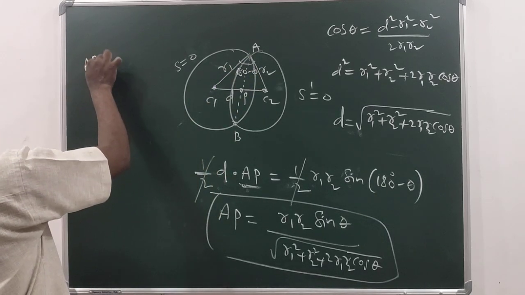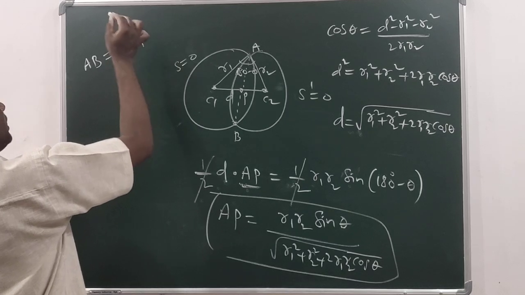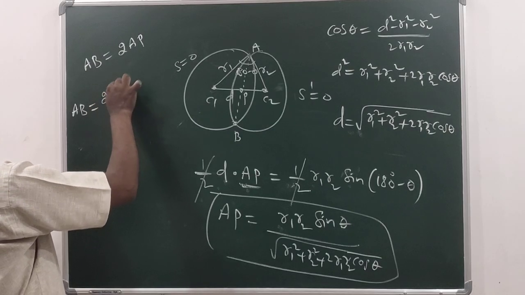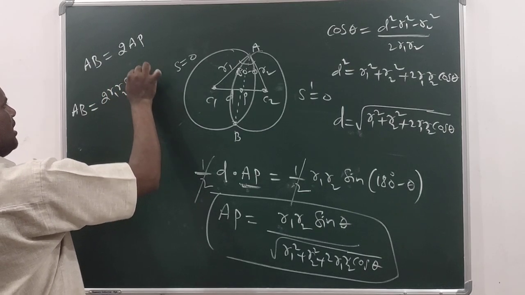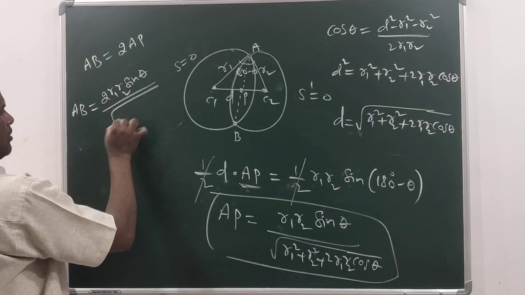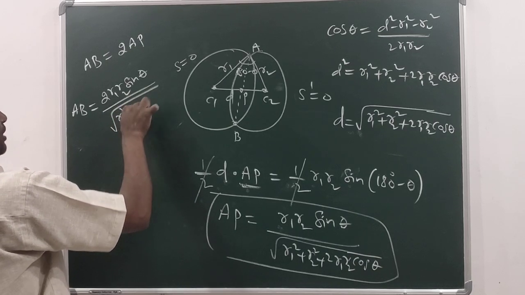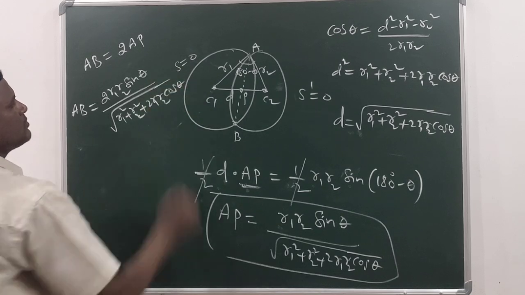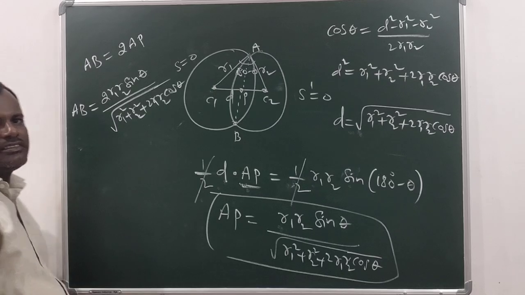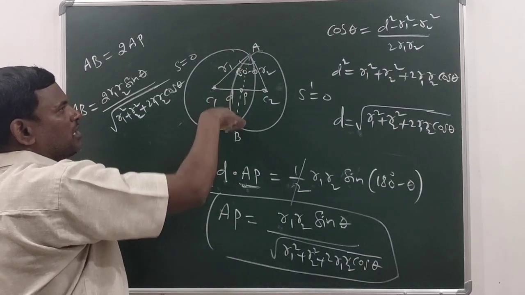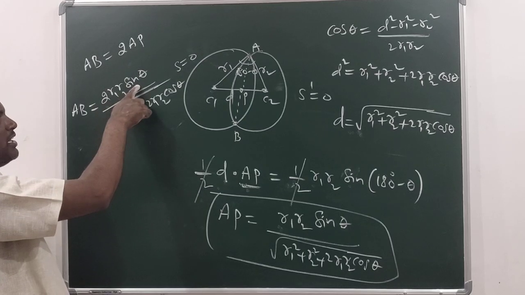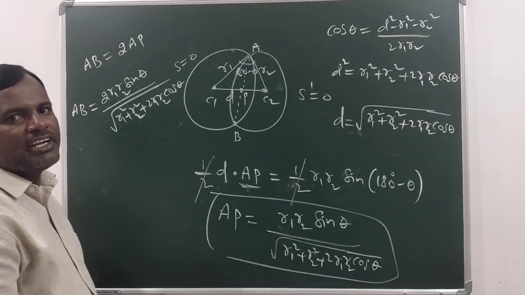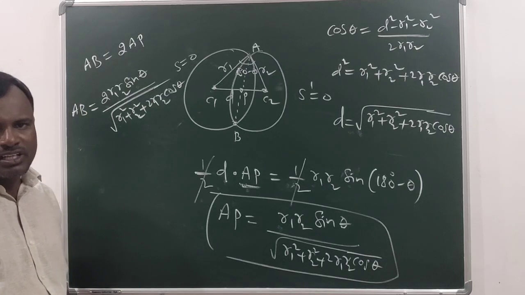In this figure, AB is equal to twice of AP. You know that. Now AB can be written as 2 into this much: 2R1 R2 sin theta whole by root of R1 square plus R2 square plus 2R1 R2 cos theta. So this is the length of the common chord AB, where theta is the angle between the circles.